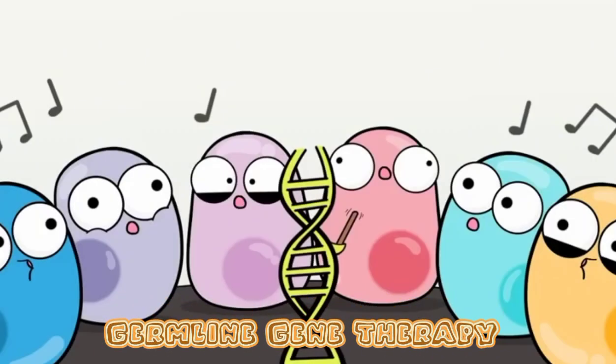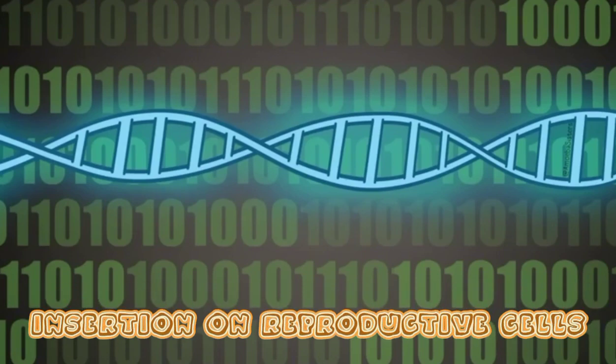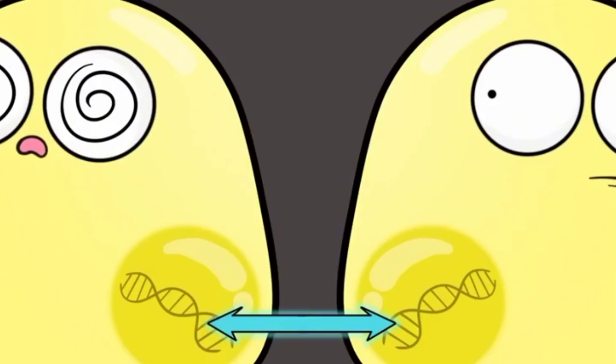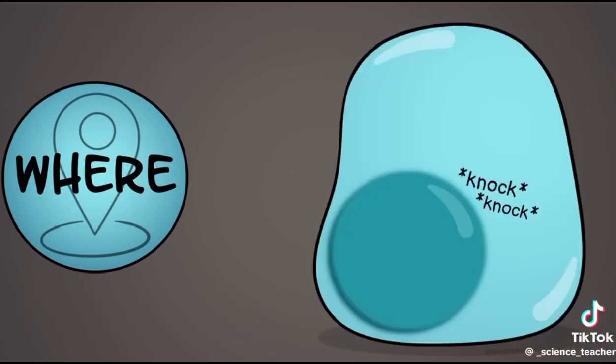In germline gene therapy, DNA is inserted into the reproductive cells, eggs or sperm, in the human body. Germline gene therapy will correct the genetic variants of the reproductive cells of an individual, and this would be passed down to future generations.